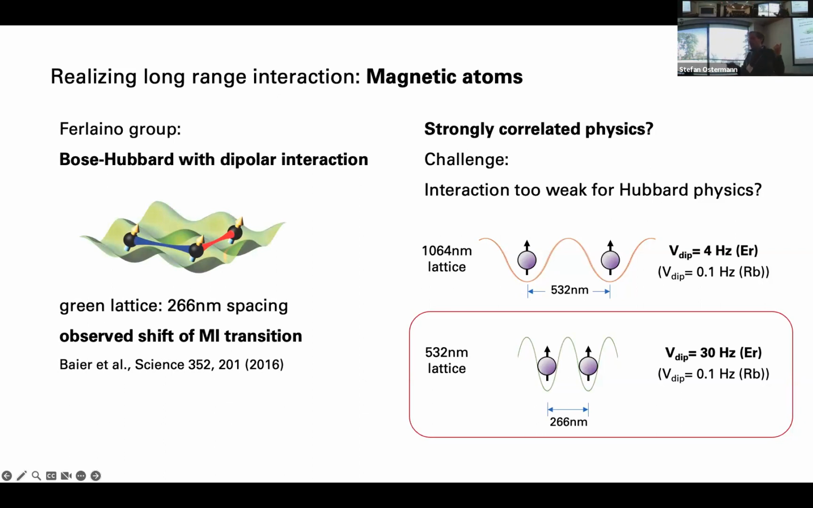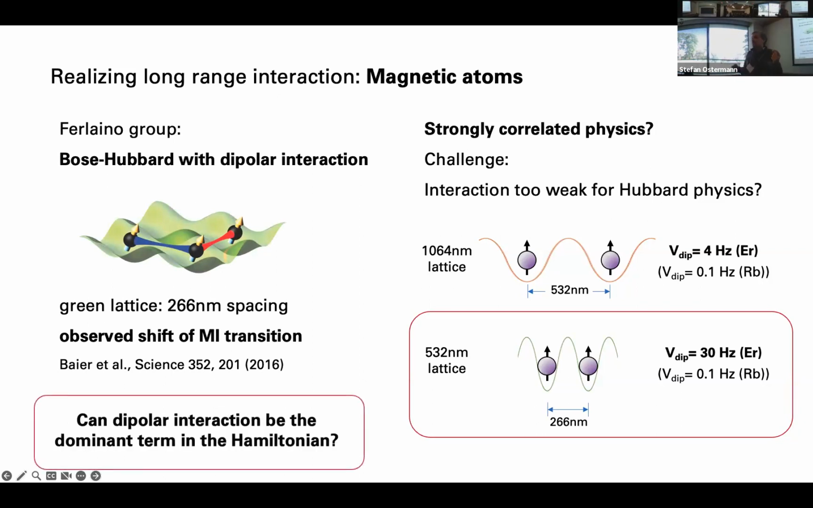But the question I want to look into today is whether it is possible to actually go into a regime where this term, this still very small term, like 30 hertz, now becomes the dominant part of the Hamiltonian. And it's larger than kinetic energy and is really driving the strongly correlated physics in the system. So that's the question I want to look into today.